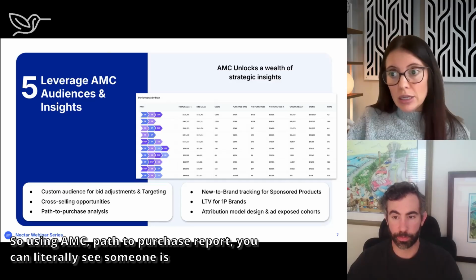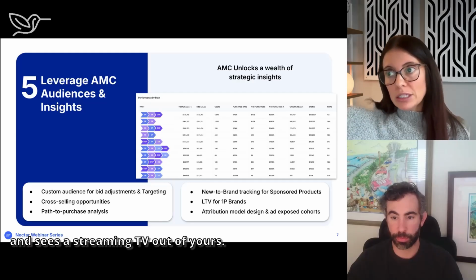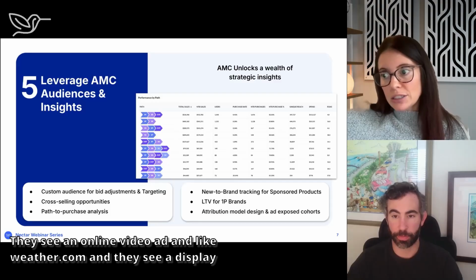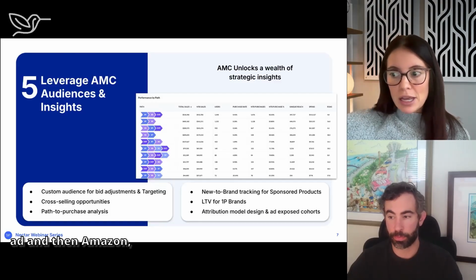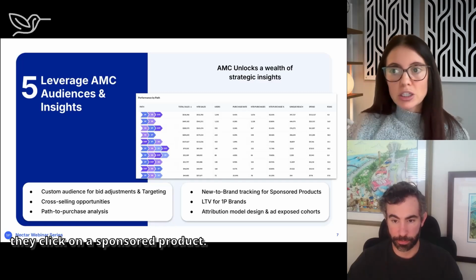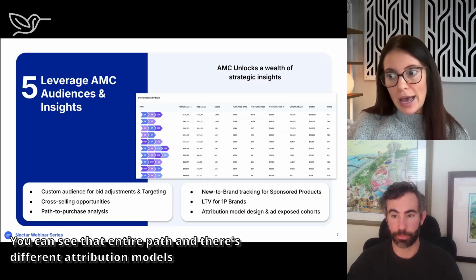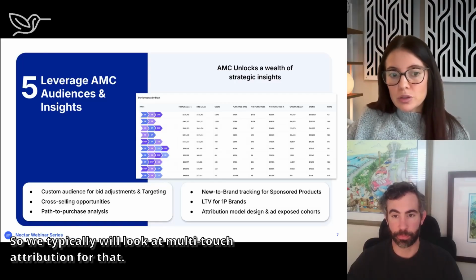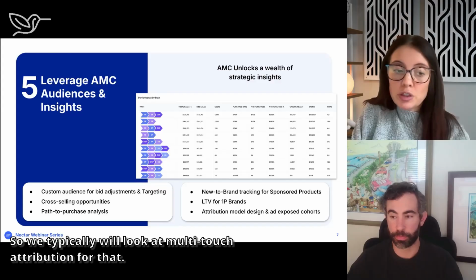So using the AMC Path to Purchase report, you can literally see if someone is on Prime Video and sees a streaming TV ad of yours, then they go to ESPN.com and see an online video ad, then weather.com and they see a display ad, and then on Amazon they click on a sponsored product. You can see that entire path, and there are different attribution models that you can look at. We typically will look at multi-touch attribution for that.